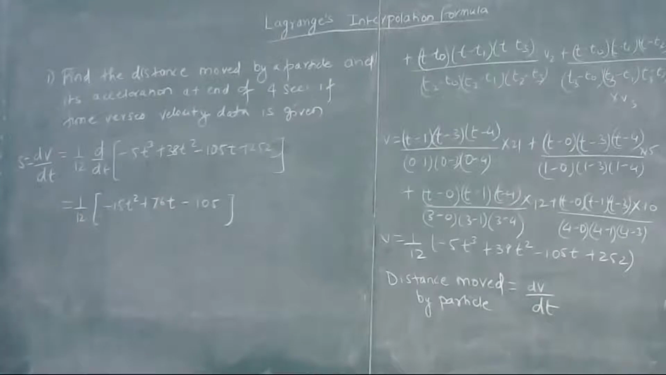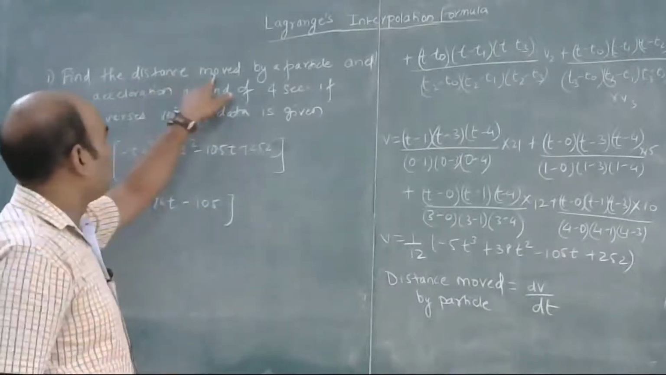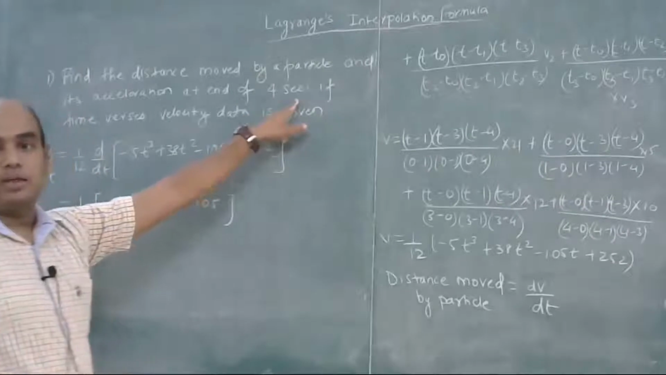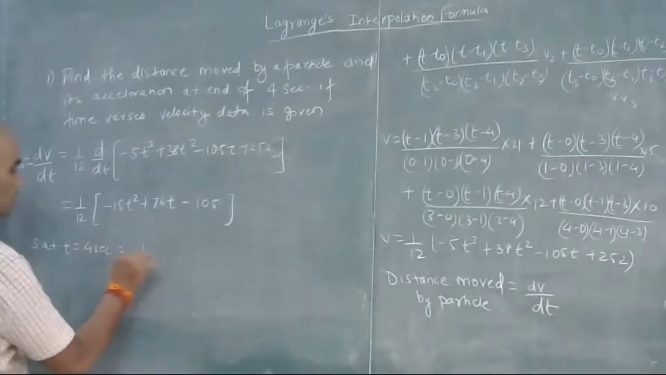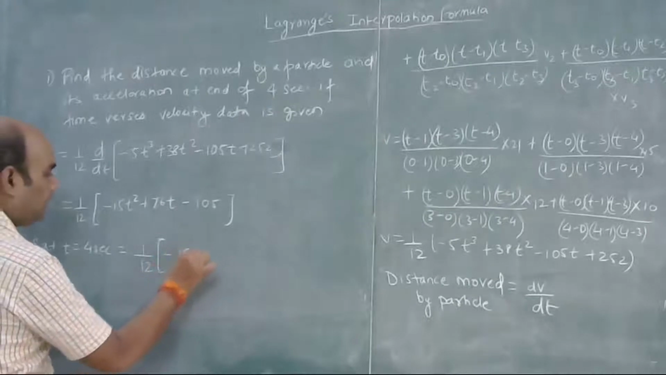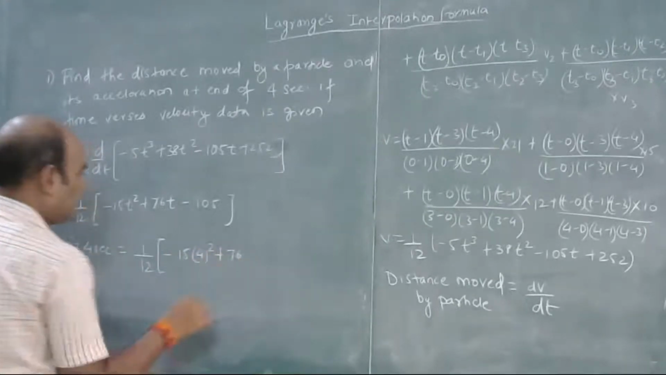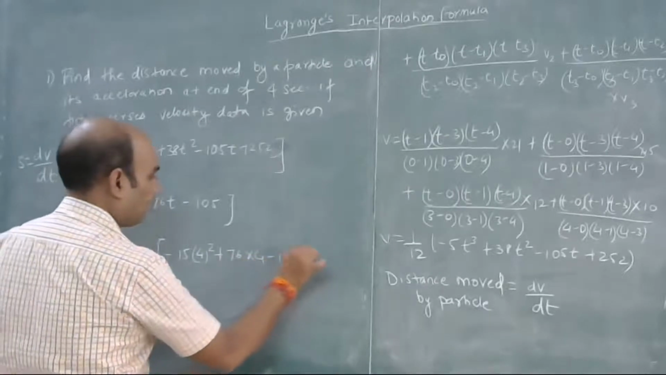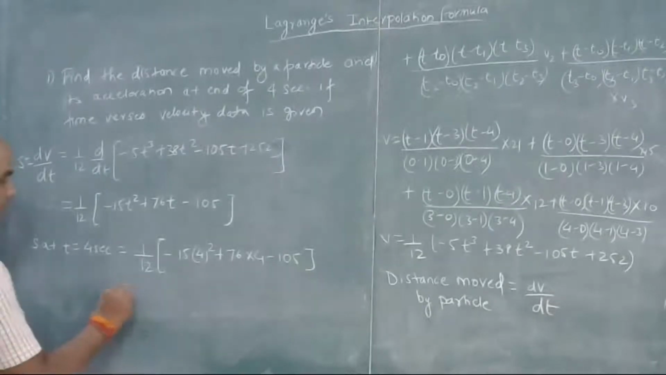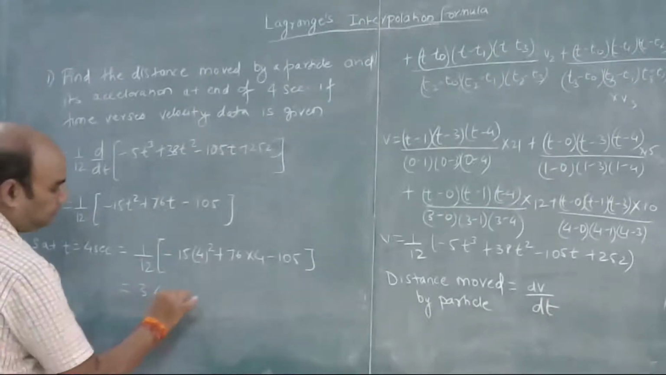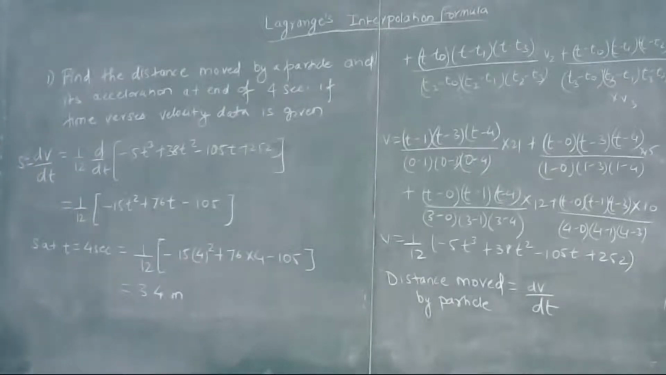Now we have to find the distance moved at t is equal to 4 seconds. So s at t is equal to 4 seconds is equal to 1 upon 12 into minus 15 into 4 square plus 76 into 4 minus 105. So at t is equal to 4 seconds, you will get the distance covered. On solving this, you will get minus 3.4.